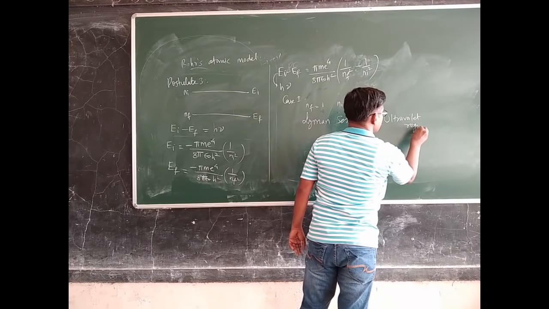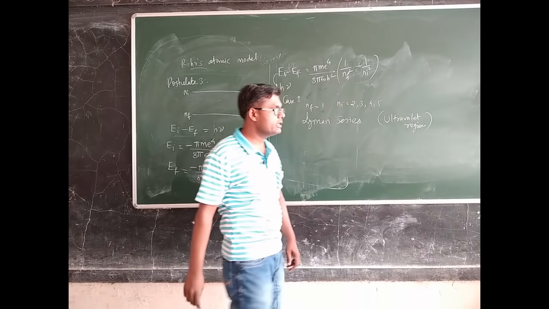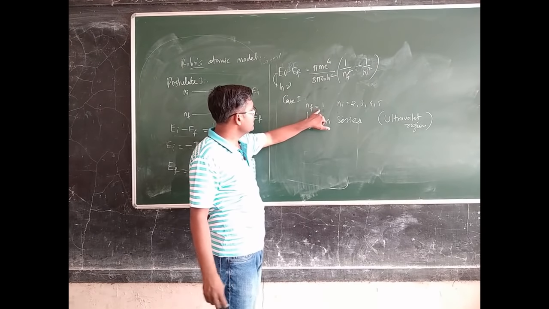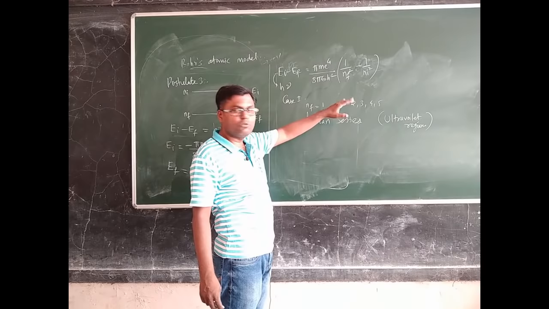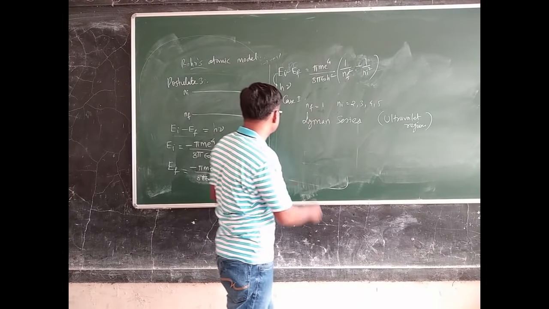region. So if nf is equal to 1 and ni is equal to 2, 3, 4, 5, etc., we will get the Lyman series.